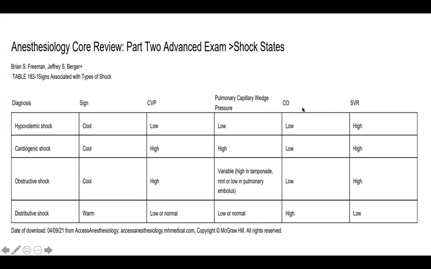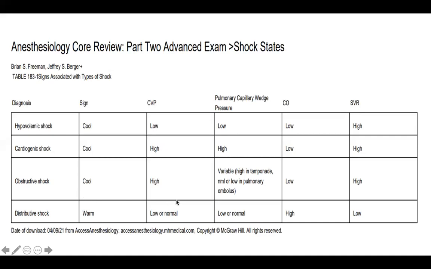And your SVR is high because catecholamines are being released in an effort to bring up the preload and bring up the cardiac output. Cardiogenic shock, remember the heart's not working there. So your CVP is going to be high, your wedge is going to be high, your left ventricular filling pressure, again, is going to be high. Cardiac output's going to be low. And again, your SVR is going to be high. Those catecholamines, again, are being released to bring up that cardiac output.